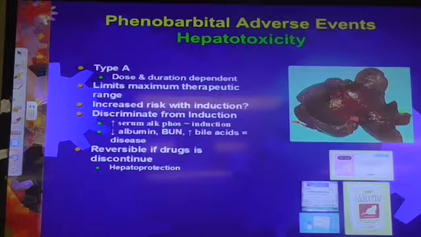And albumin? So the liver makes albumin, so it will go down. Okay.